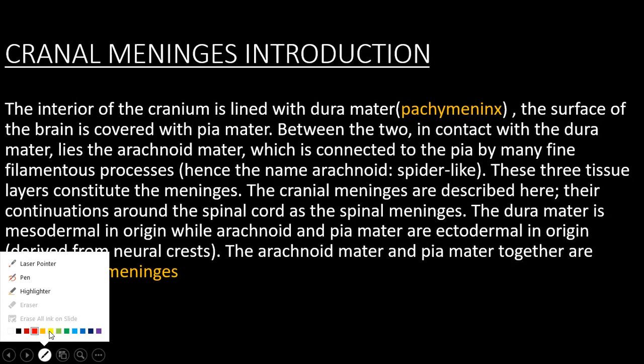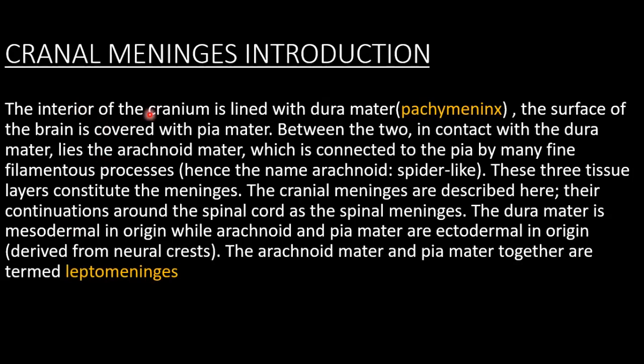So, cranial, let's start with an introduction. Now, the interior of the cranium is usually lined with dura mater, which is also known as meninges. Then the surface of the brain is covered with pia mater. Then between the dura mater and the pia mater, and in contact with the pia mater, is the arachnoid matter, which is connected to the pia mater by fine filamentous processes. Those filamentous processes make the matter look somewhat like a spider. That is why the term arachnoid.